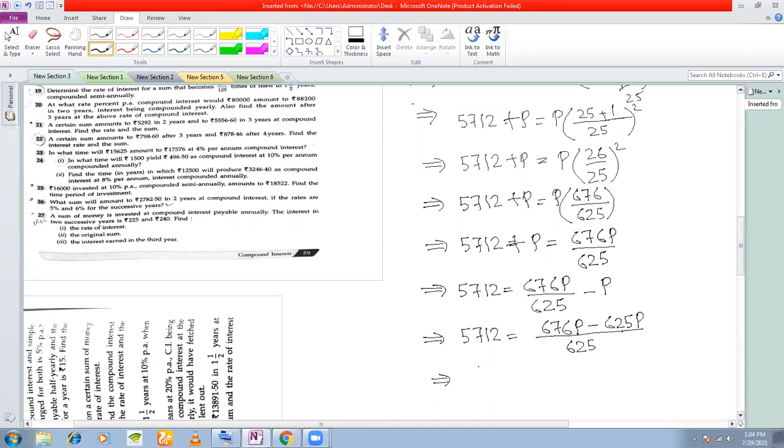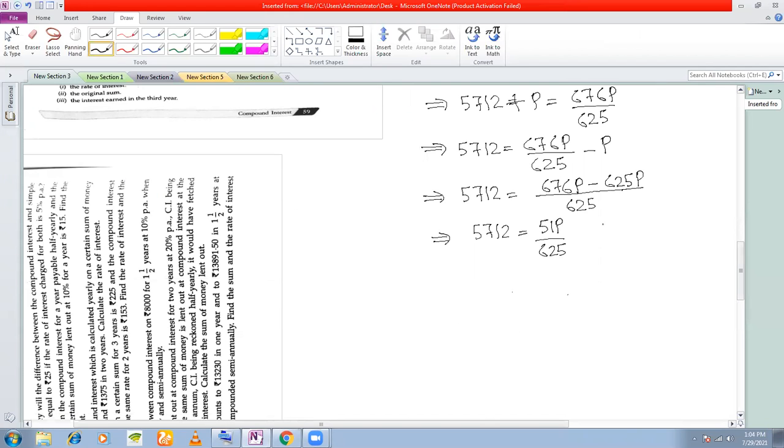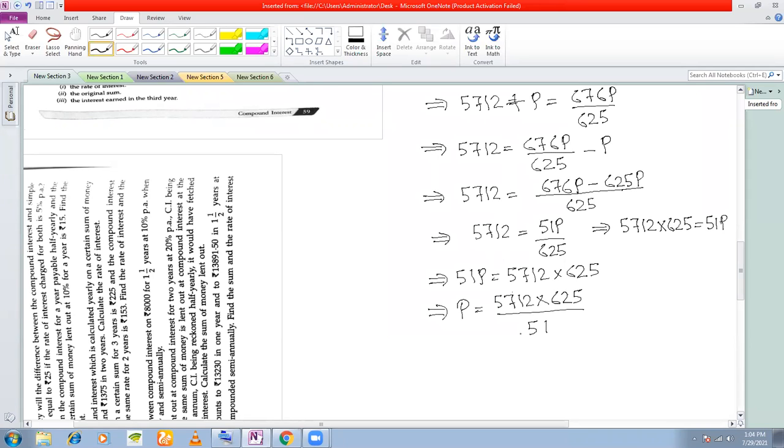Okay, so you get here 5,712 is equal to, this difference is 51P by 625. Now cross multiply: 5,712 into 625 is equal to 51P. That means 51P is equal to 5,712 into 625. I'm not multiplying, because later on it will cancel. P will be 5,712 into 625 divided by 51. Now things are going to cancel.